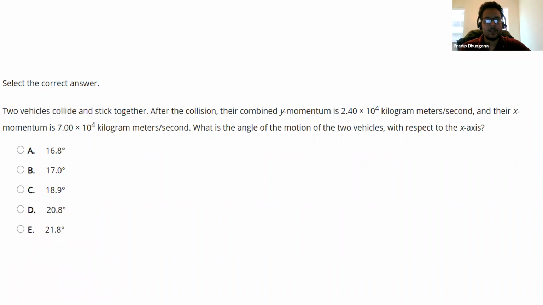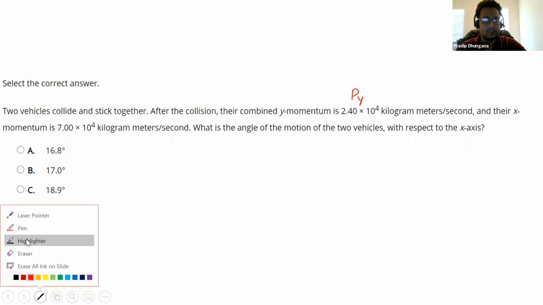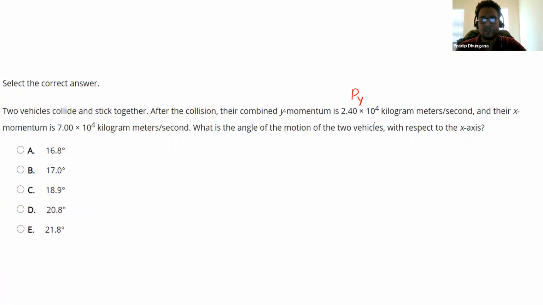Two vehicles collide and stick together. After the collision, their combined Y momentum is 2.4 times 10 to the power 4 kilogram meters per second. Py, that is momentum along the Y direction, is 2.4 times 10 to the power 4 kilogram meters per second. Their x momentum is 7 times 10 to the power 4, and that is the unit. Px. What is the angle of motion of the two vehicles with respect to the x-axis?